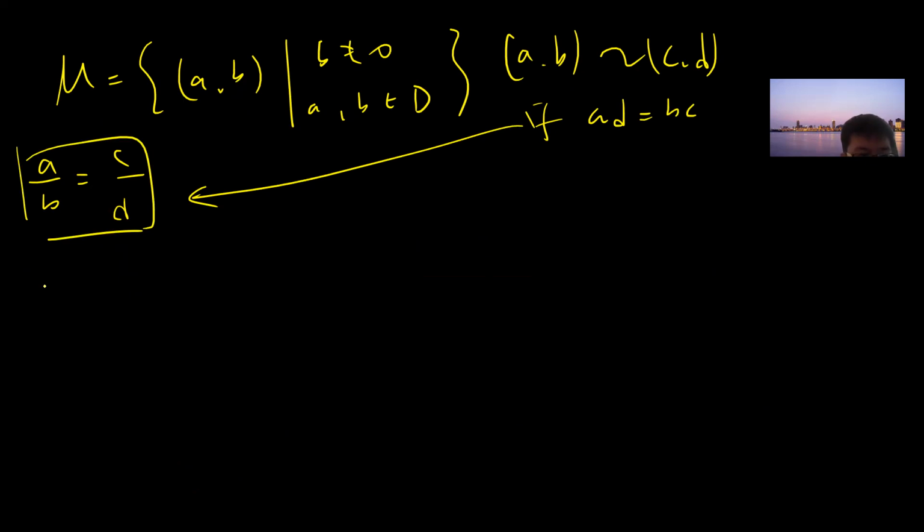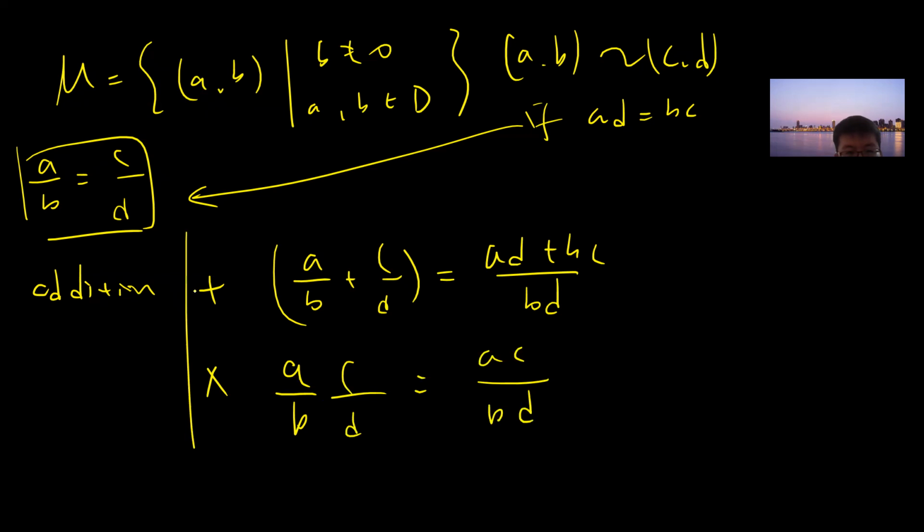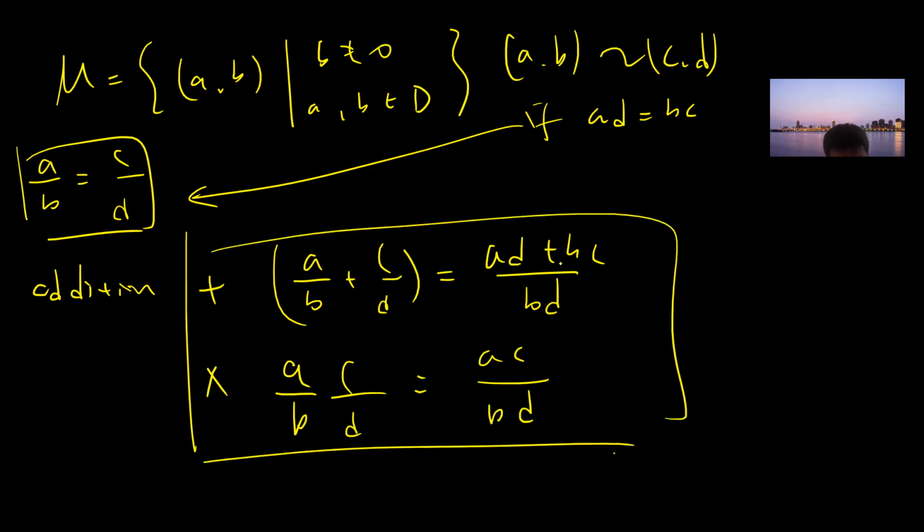Let me define addition. Since it's a ring, I need to give it two operations. For addition, I define (a, b) plus (c, d) to be (ad + bc, bd). How about the product? I define a divided by b times c divided by d to become ac divided by bd. This is very common, just like in elementary school. So, theorem: M is a field.